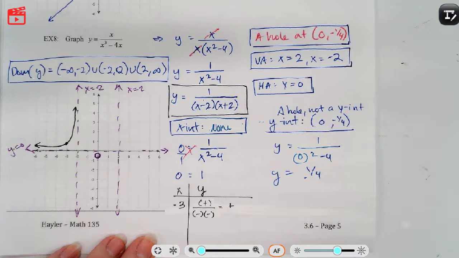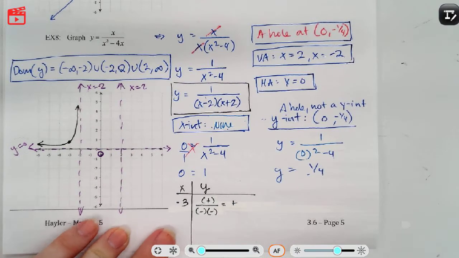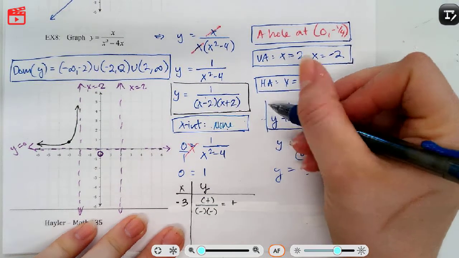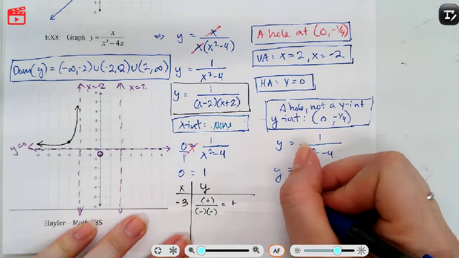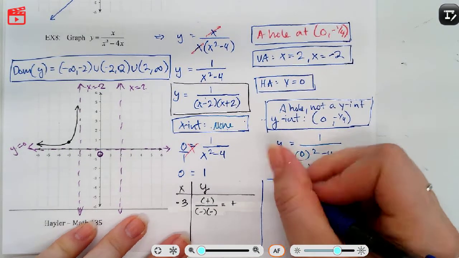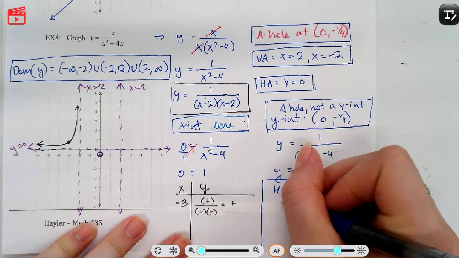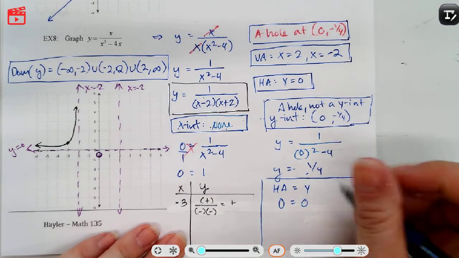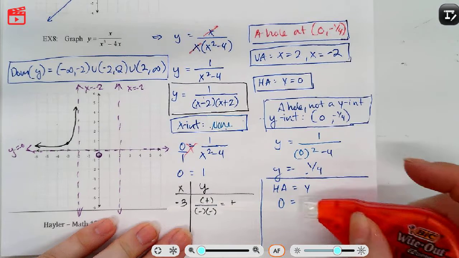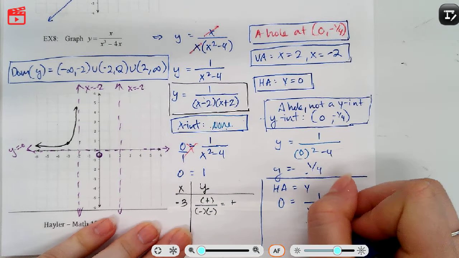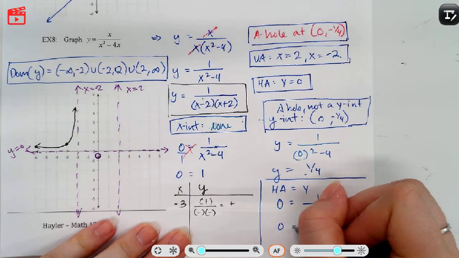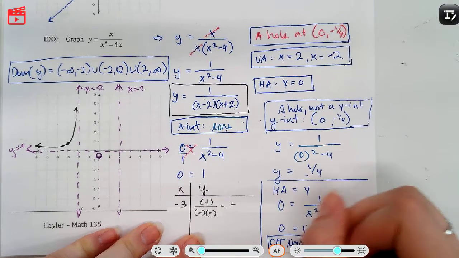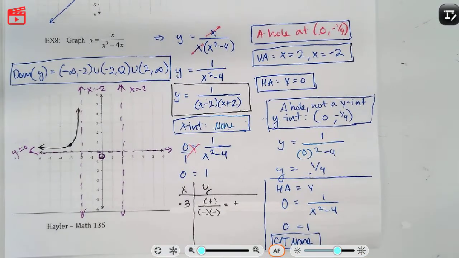Actually, you know what? I didn't even check to see if we have a cross-touch point. How terrible. We were supposed to check that. Let's check the cross-touch point. So cross-touch point, setting our horizontal asymptote equal to our function. It's going to be 0 equals 1, which is not true. So, you know what? We don't actually have a cross-touch point. Okay, good thing. Whew. So we don't have to worry about that.